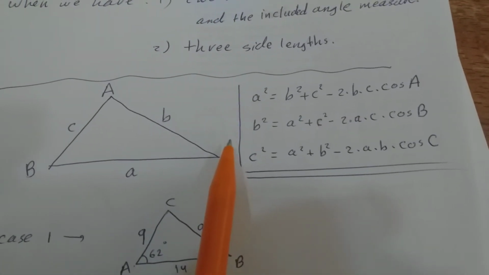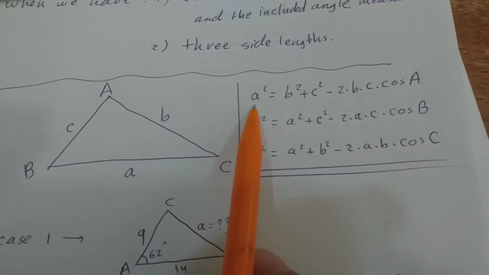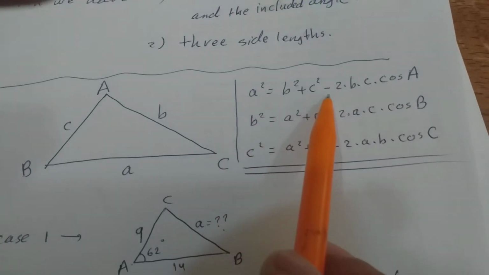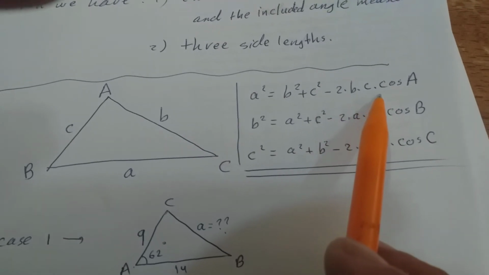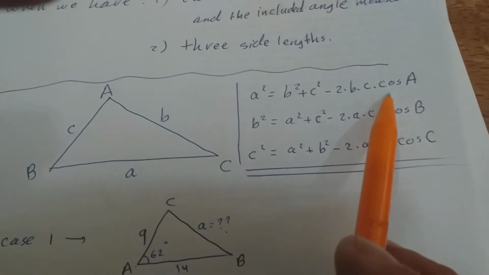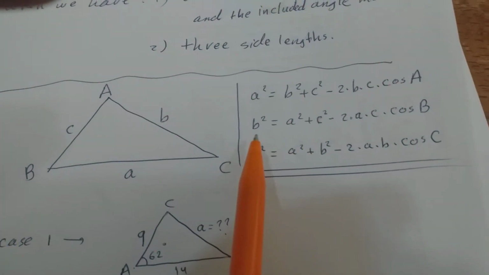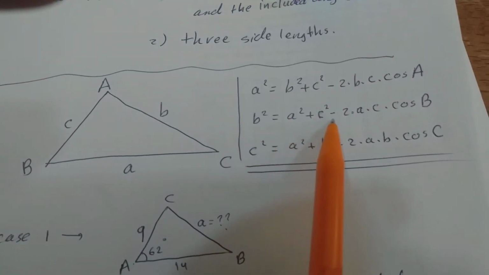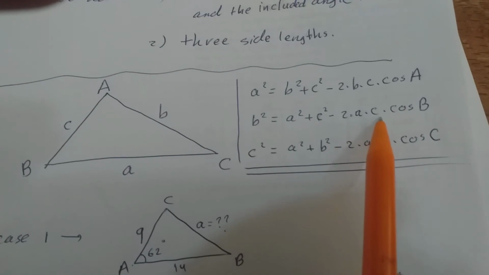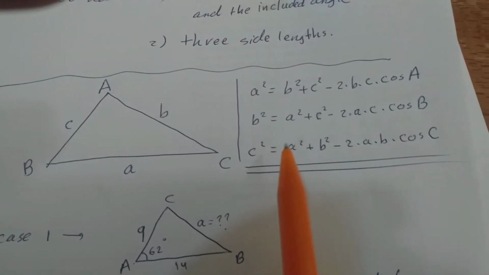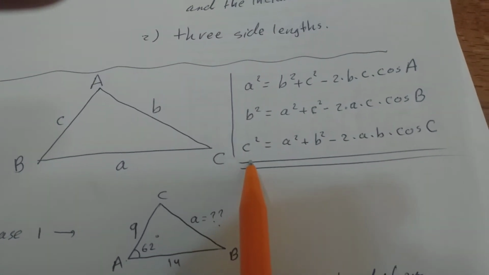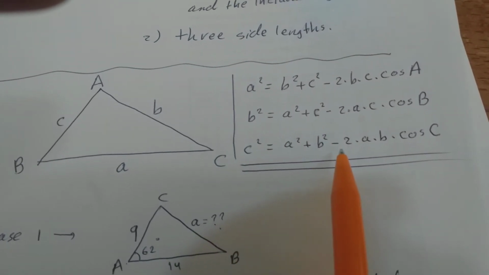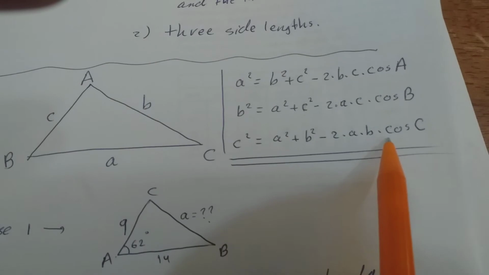Now, if you ask me to find a, I'm going to say a squared equals b squared plus c squared minus 2bc times cosine A. And if you ask me to find b, I'm going to say b squared equals a squared plus c squared minus 2ac cosine B. And if you ask me to find c, I'm going to say c squared equals a squared plus b squared minus 2ab times cosine C.